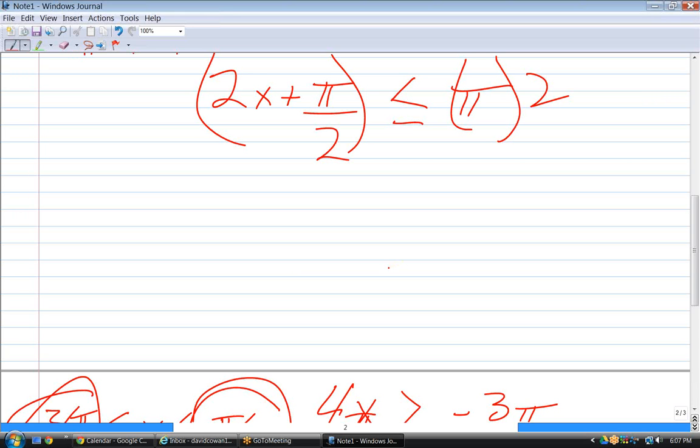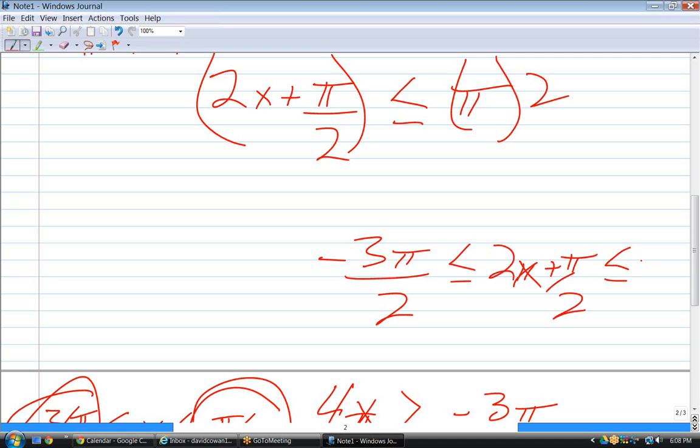They say negative 3 pi over 2 is less than or equal to 2x plus pi over 2 is less than or equal to 5 pi over 2. Oh, I get it now. Okay, now I understand. Let's go back and do the problem again.